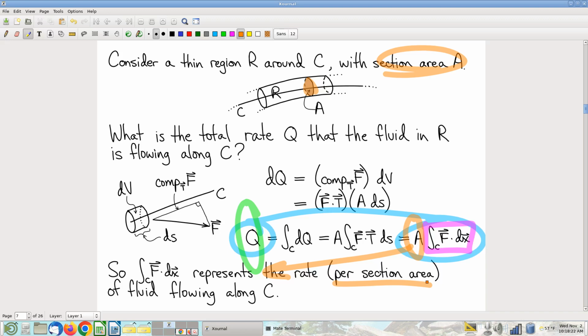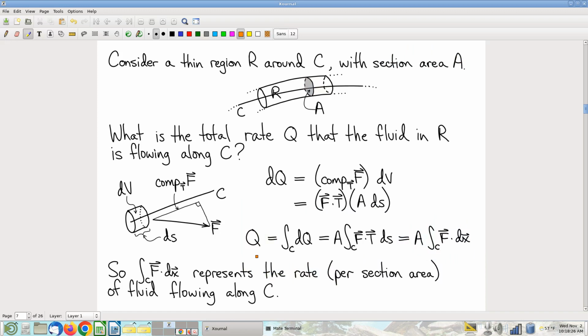Okay, so that's a really important interpretation to have of vector line integrals. Keep in mind, we only really have two primary models, metaphors for vector fields. There's forces, and there's fluids. This is what a vector line integral means in the fluid context.